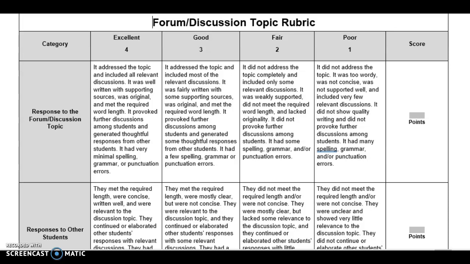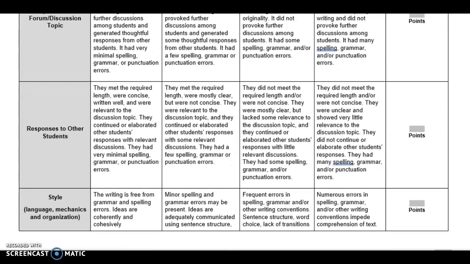I urge you to use your academic writer to store your original post. Remember, you're going to do an original post. That's the response to the forum discussion topic. And then you're going to respond to 2 or 3 of your classmates. That's in the category of responses to other students.